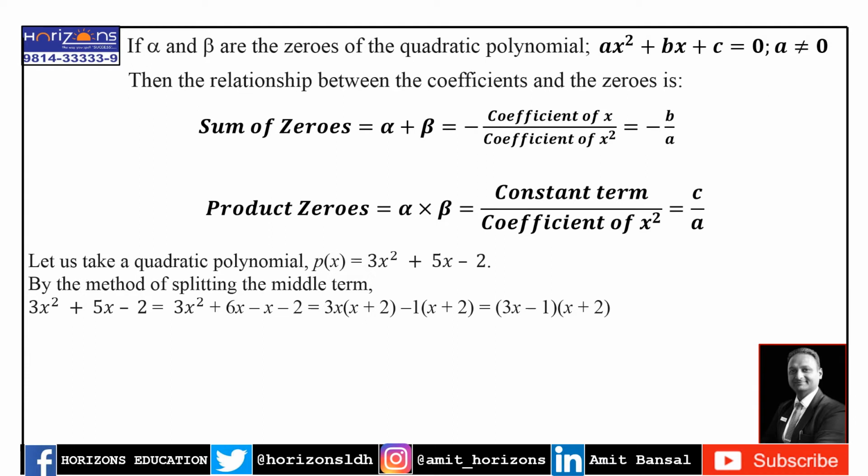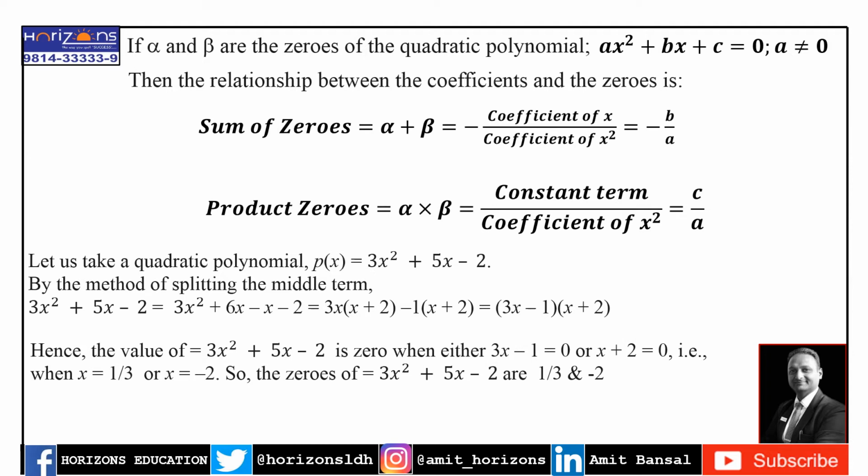x plus 2. Now the value of 3x square plus 5x minus 2 will be 0 when either 3x minus 1 equal to 0 or x plus 2 equal to 0, which means either x is equal to 1 by 3 or x equal to minus 2. Therefore friends, the two zeros of 3x square plus 5x minus 2 are 1 by 3 and minus 2.